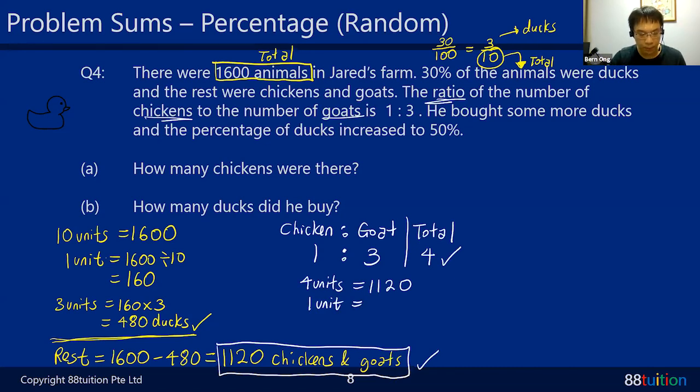Press your calculator. 1120 divided by 4. That will give you 280 what? 280 is chicken. Okay, I'm getting a lot of information. How many chickens were there? 280. All right, that's my first answer. I didn't know that the question is asking for chicken. Can you see or not?